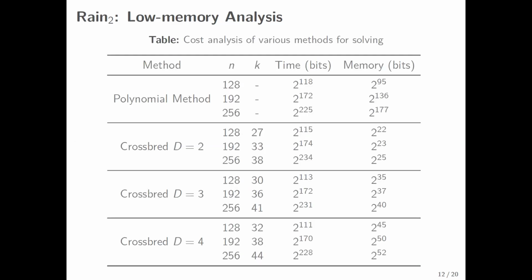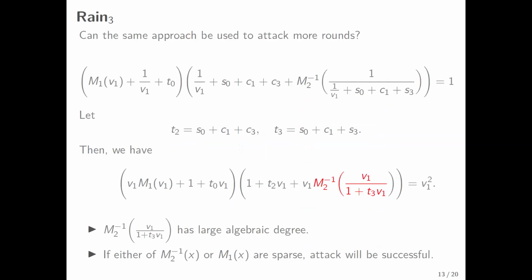And in this table, you can see the summary of the different instances of the cross-spread algorithm against instances of RAIN. And as you can see, the time complexity is very competitive with the polynomial method. And for the smaller security levels like 128 and 192, cross-spread is more efficient, while for the 256 bits of security, the polynomial method is more efficient. And in terms of memory, cross-spread is much more efficient than the polynomial method.